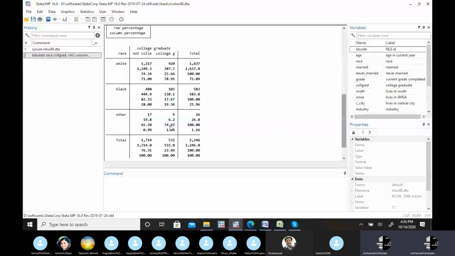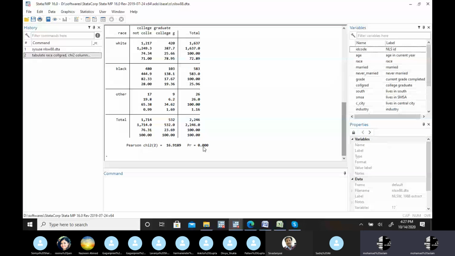So I was more interested in this difference: is this proportion equal in all these categories of race, or is there some difference? Let's suppose we are interested in this particular scenario. Let's see our chi-square value. The chi-square value here is 16.91. And if we do this analysis with p-value, first we have to define the level of significance. Let's suppose it's 0.05. So the p-value is less than 0.05.